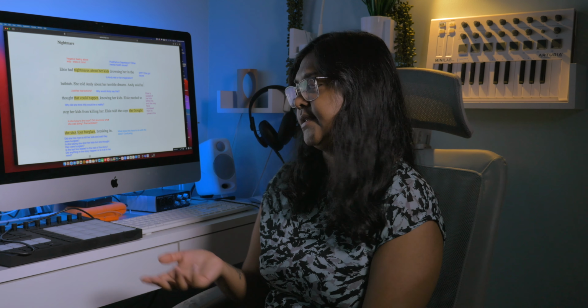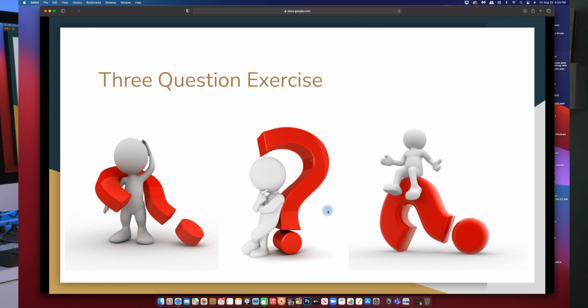So annotating your text will be super, super helpful for you in deepening your understanding of the text, and also in generating ideas if you need to write an essay later on about this text. So that's what I wanted to talk about in reference to annotating a text.